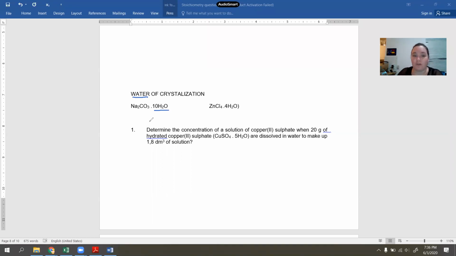So we know, for example, that when copper sulfate forms a crystal, the pretty blue crystal that's pretty much the same color as the pen I'm writing with, it will always trap 5 water molecules to every 1 copper sulfate when it forms its crystal. When sodium carbonate does the same thing, it'll trap 10 water molecules to every 1 sodium carbonate.